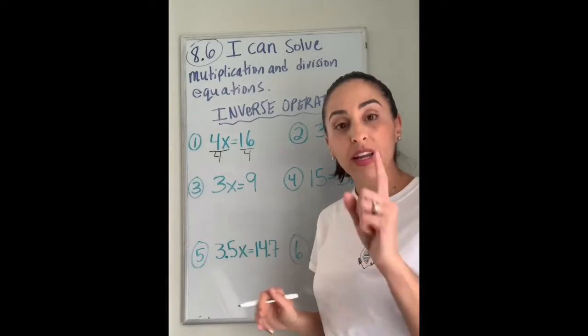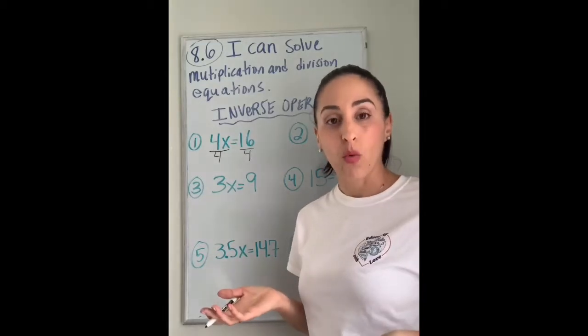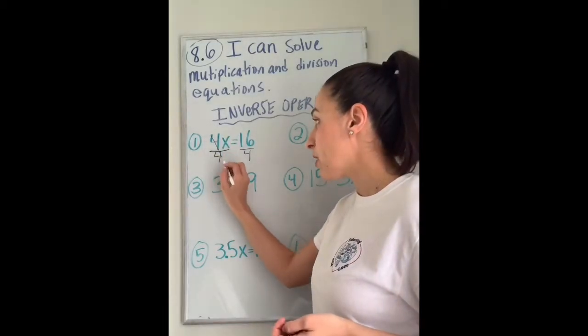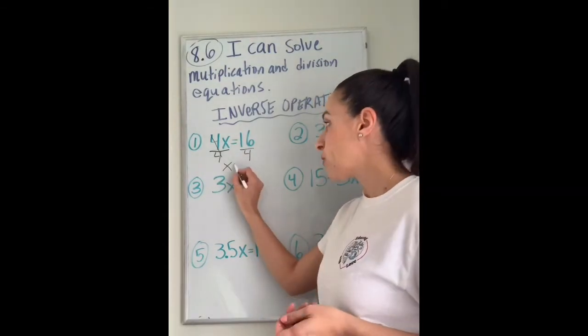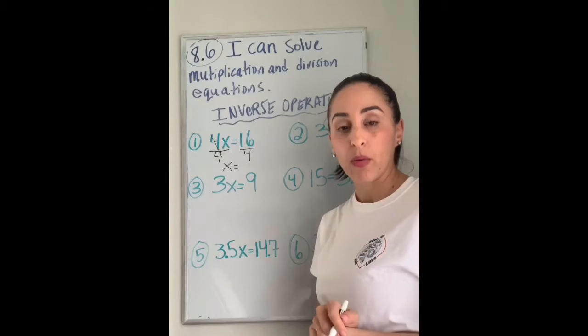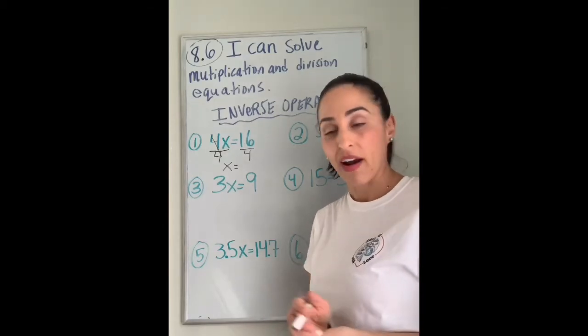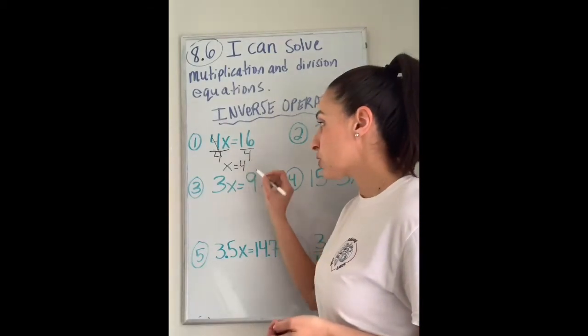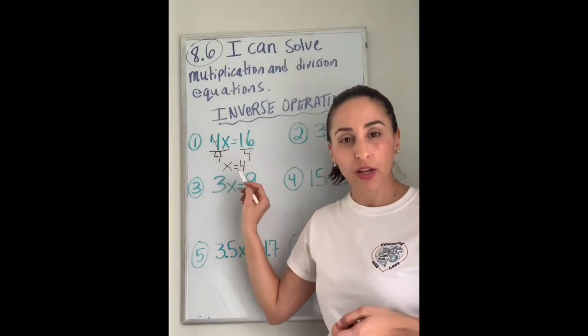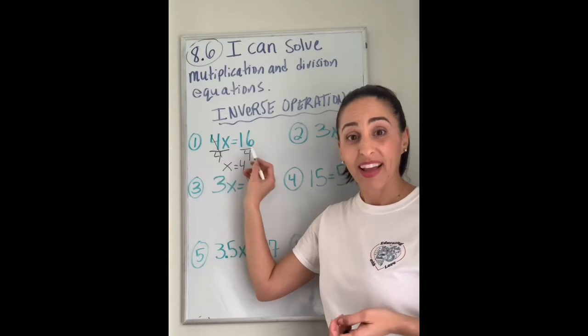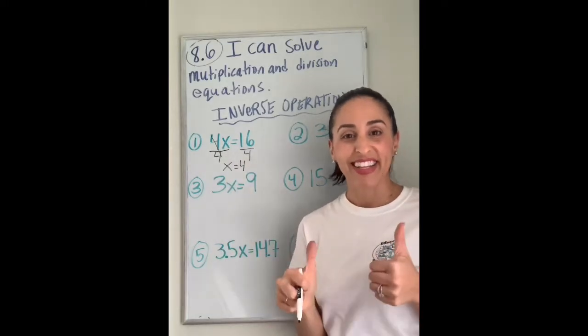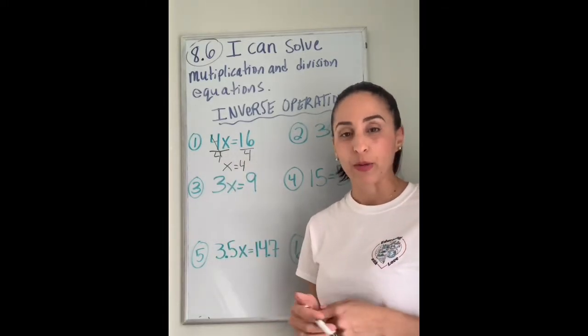4 divided by 4 is 1. So that's like me just saying I have 1x. I'm going to cancel this out and I'm just going to put x equals 16 divided by 4. What is 16 divided by 4? It's 4. Now let's see if this was true. I'm going to go back and double check. If x equals 4, let's go back to the original equation. 4 times 4. What is 4 times 4? 16. So I did it right. Yes. Let's move on to number 2.